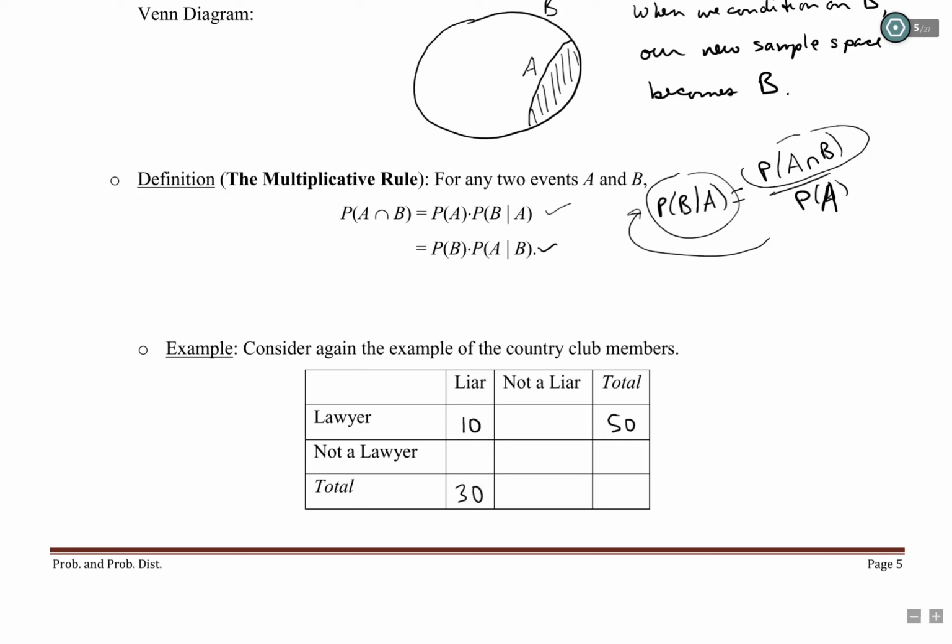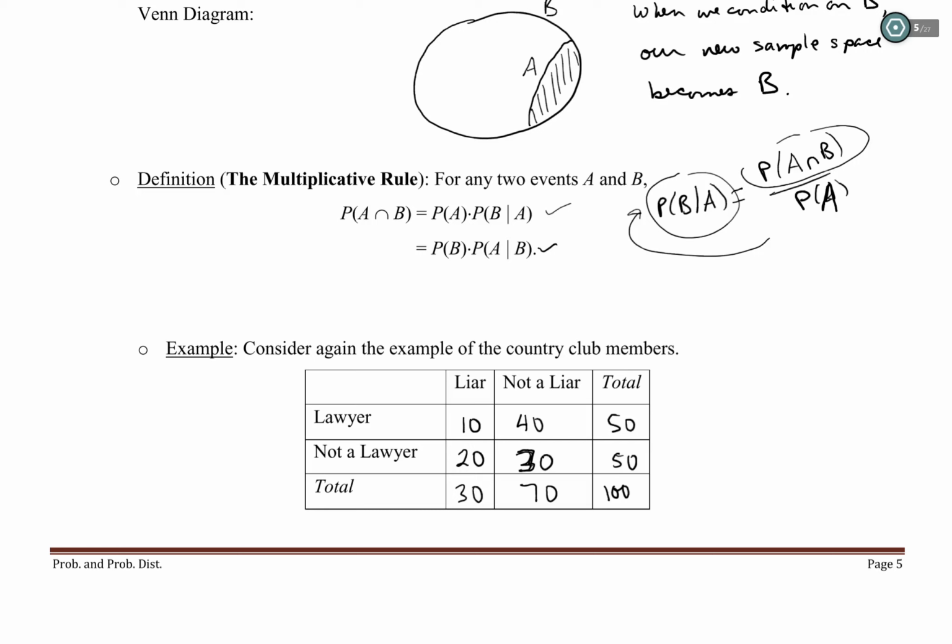And from that information we saw that there were 20 that were liars but not lawyers. And we also saw that there were 40 that were lawyers but not liars. And recall there were 100 total members, and so that means there are 50 non-lawyers. And here there would have to be 70 non-liars. And so the number that is not a liar nor a lawyer would need to be 30 there.